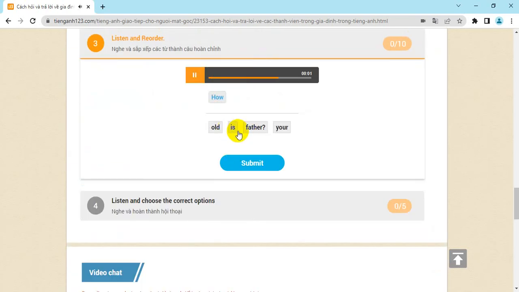How old is your father? He's 55 years old. What's his job? He's an architect. What does she do? She's a lawyer. How old is your mother? She's 46 years old. What's your job? I'm an accountant.